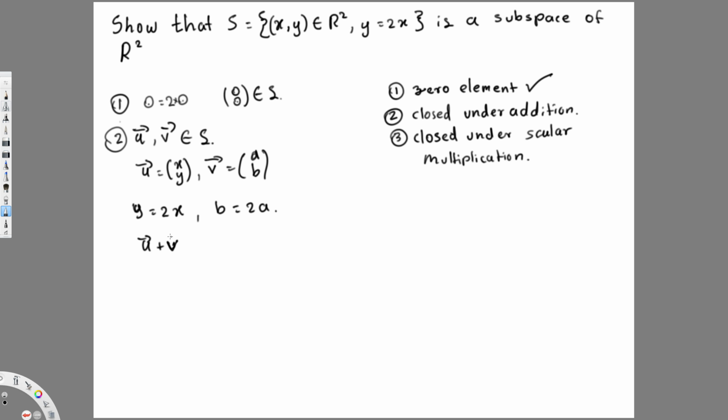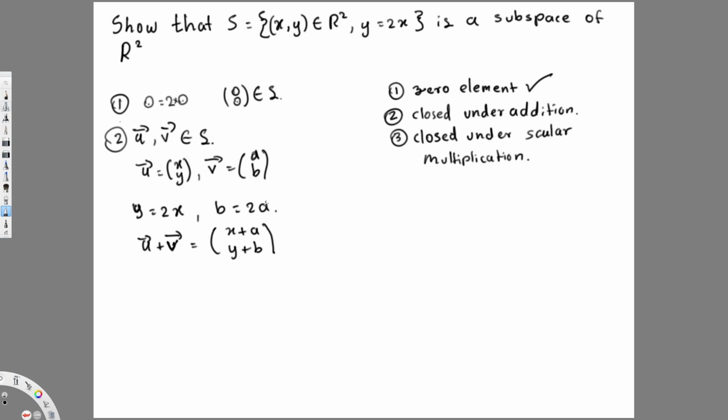And see if the same thing is true for the value we get from adding. So it's going to be (x plus a, y plus b). If it's closed under addition, then the condition should be true here too. For example, this second value should be double this first value. So y plus b should be equal to 2 times (x plus a). Let's see if this is true.